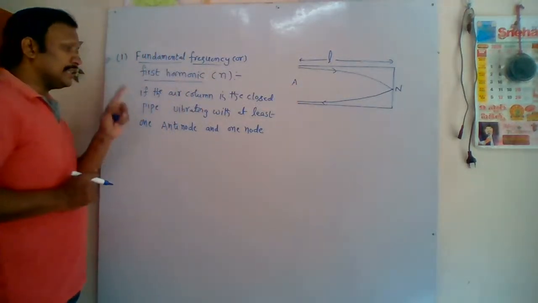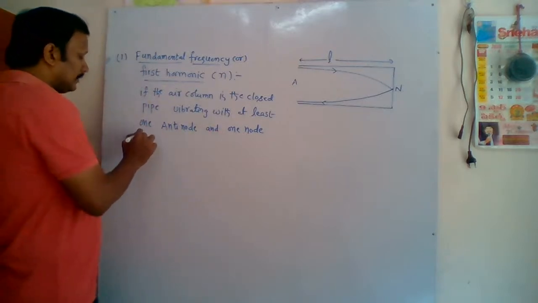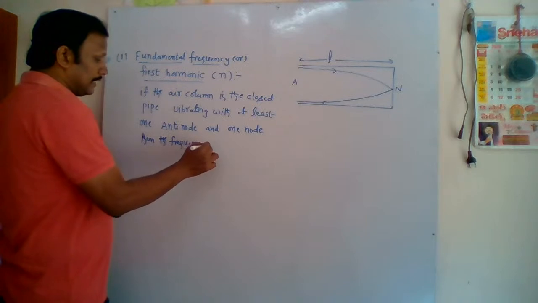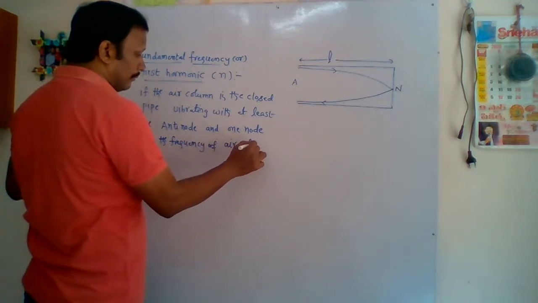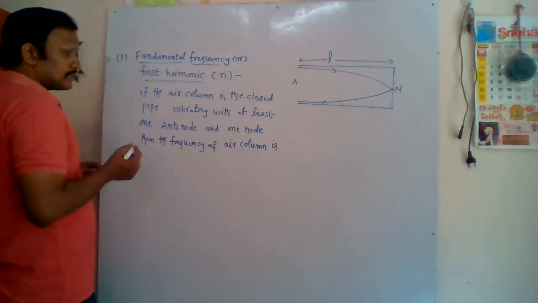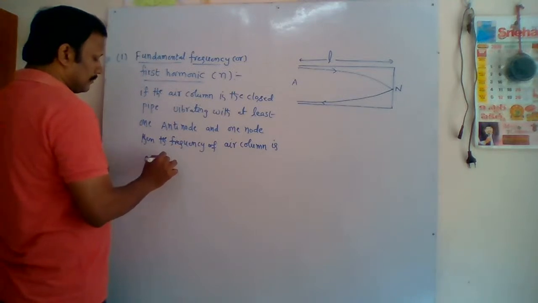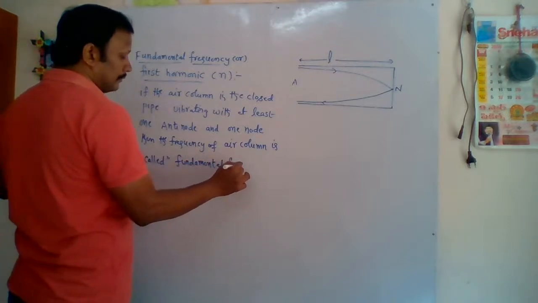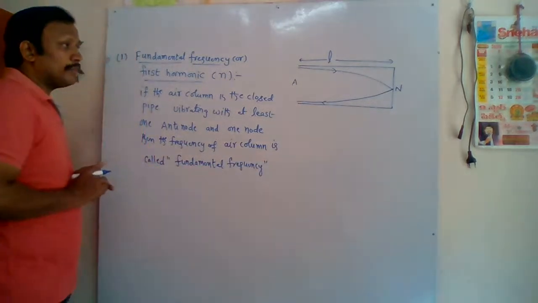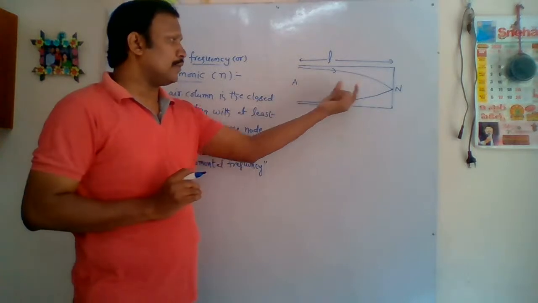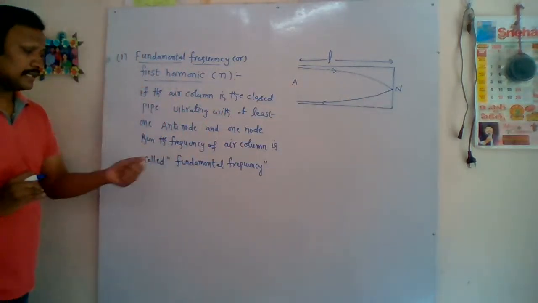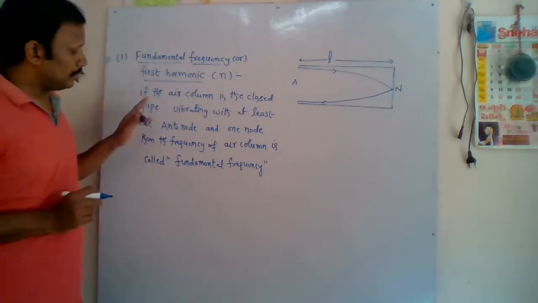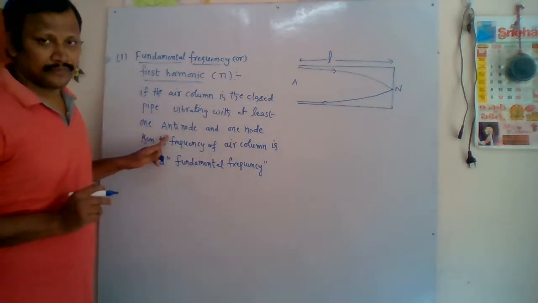So if the air column is vibrating with at least one antinode and one node, then the frequency of the air column is called the fundamental frequency or first harmonic. Statement writing is compulsory. For the fundamental frequency there is one node and one antinode.